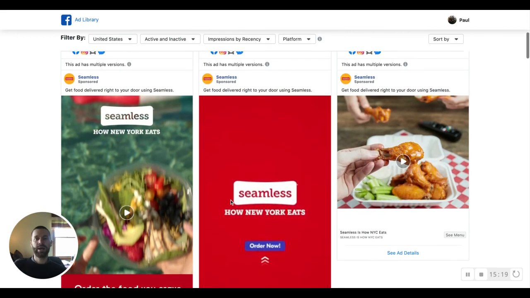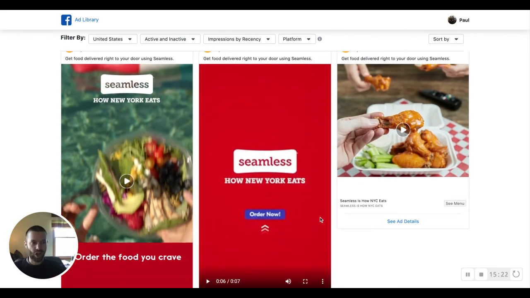So what I like about this is a few things. Obviously, the color is very bright, very engaging. If I'm scrolling on Facebook or Instagram, I see this, I'm probably going to pause. The music too, fun, right?